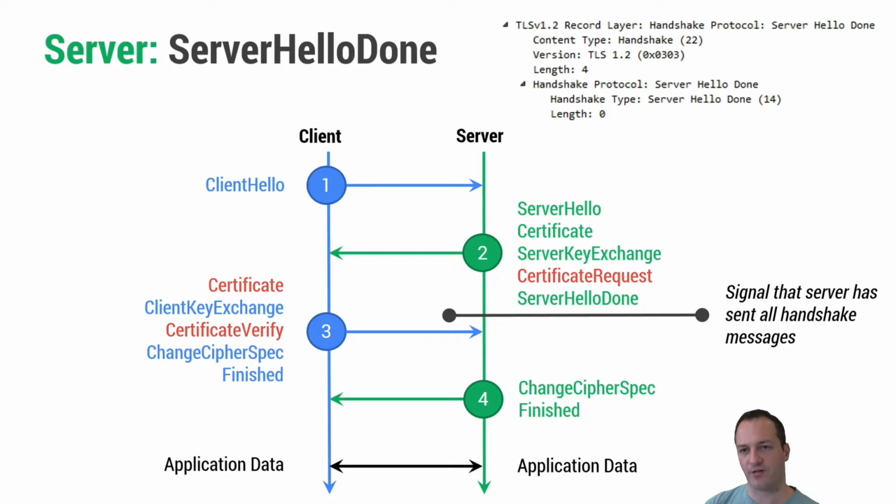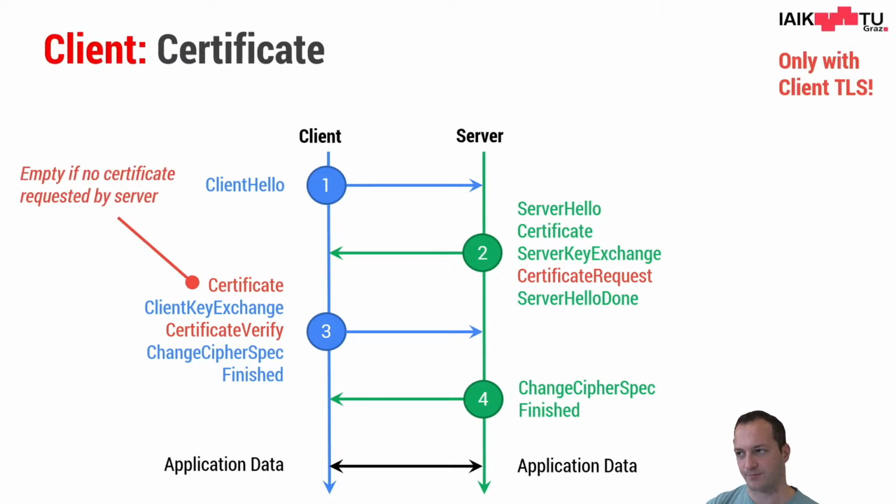So after the server has sent all the data, it also indicates that it's finished with its half of the handshake using a so-called server hello done message, which is fairly simple, as you can see here from the screenshot. So this is the signal for the client that the server has sent all the data.